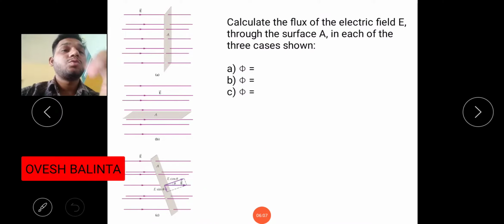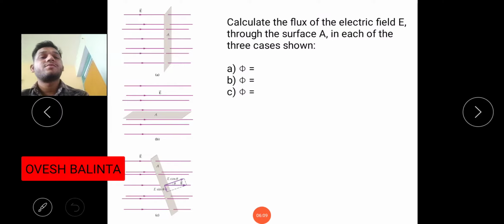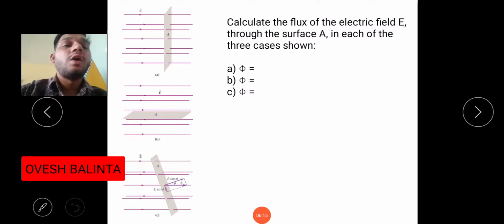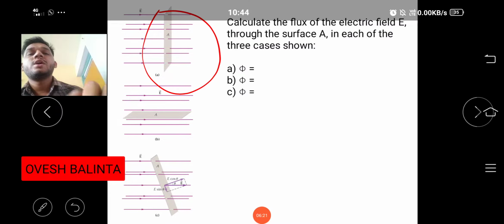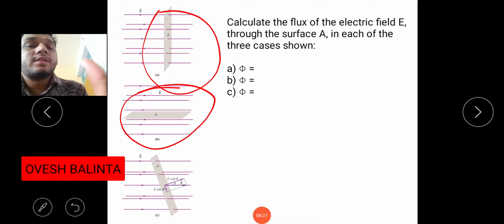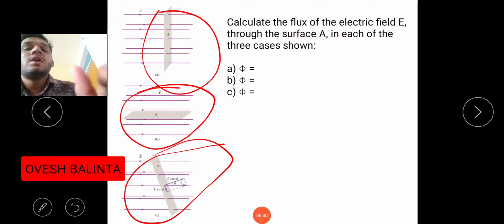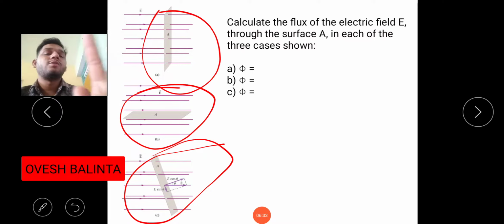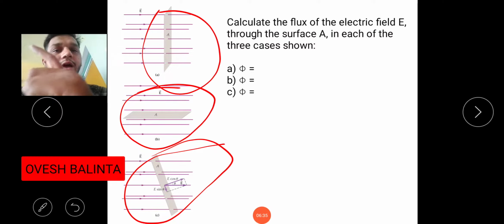Now you have to do this homework. Calculate the flux of the electric field E through the surface A in each of the three cases shown. How will we get the flux? In the first situation, the surface is parallel with the electric field. Second, it is perpendicular to the electric field. And third, it makes a particular angle with our electric field. So you have to check and find out how it is related and give the total flux phi. You have to find the value of flux phi. Okay, so this is your homework.